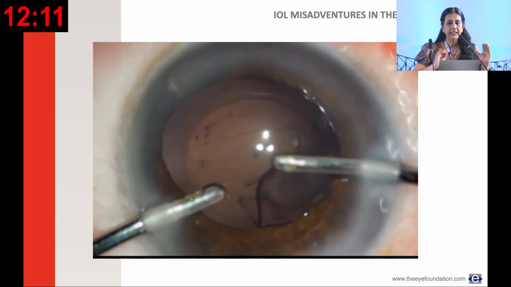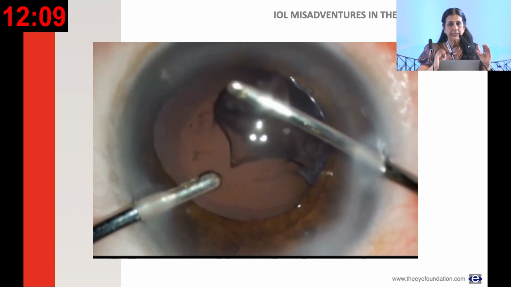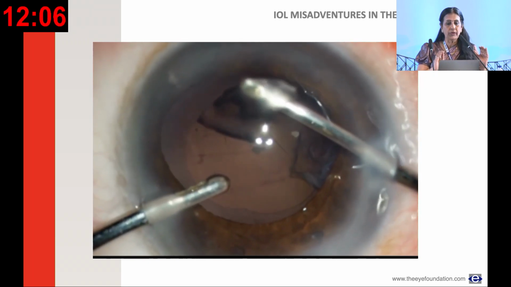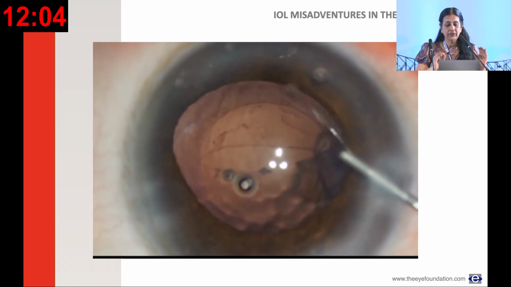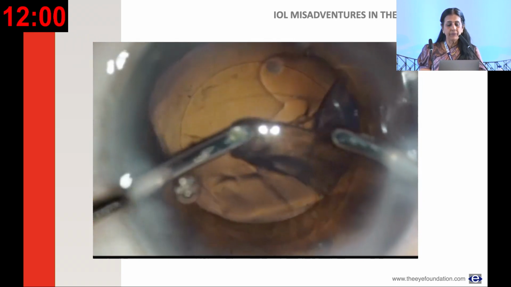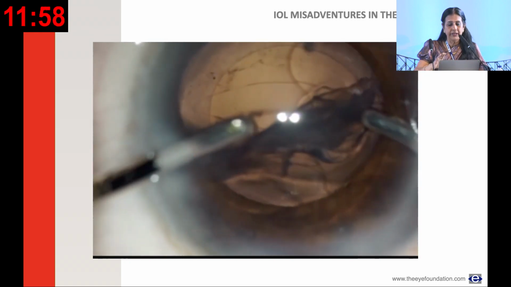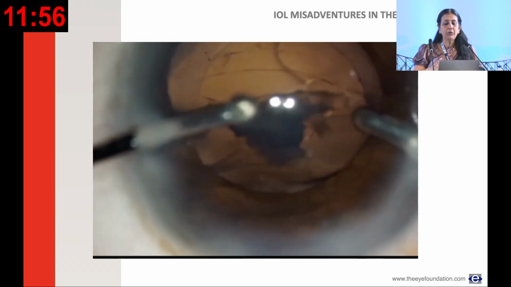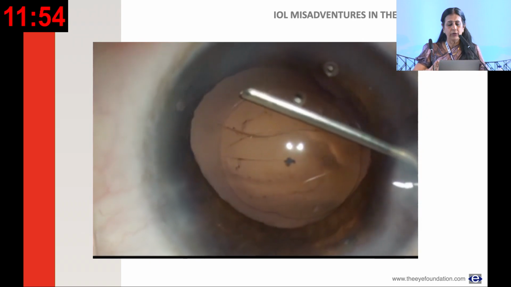IA, and the ease with which I'm removing the cortex tells its own story, that there is no vitreous tug there. In case there was a vitreous tug, then I would have to do a vitrectomy and then do an IA. But here I keep plugging that area of PC rent, and I'm able to remove all the cortex. So the anterior hyaloid face is intact.